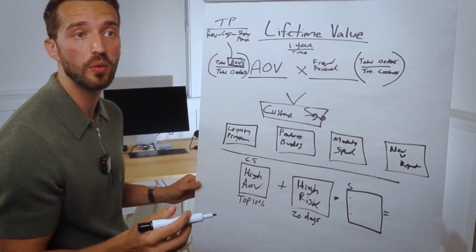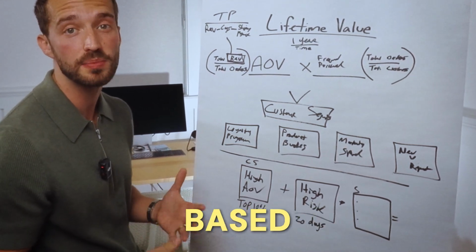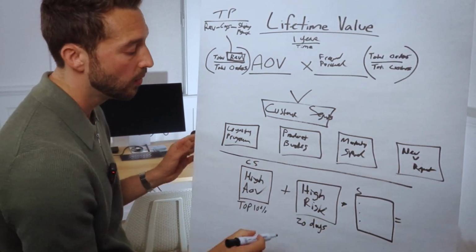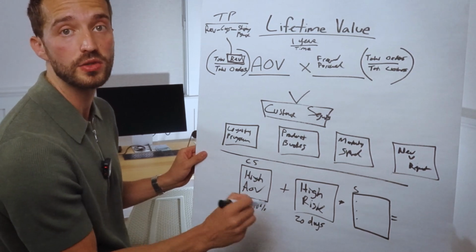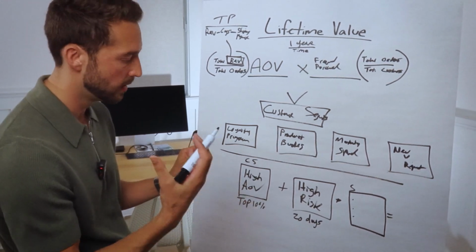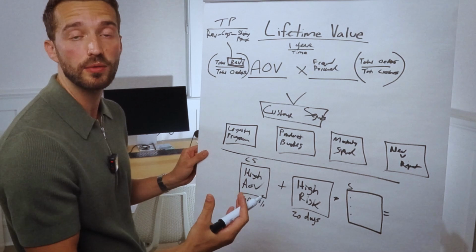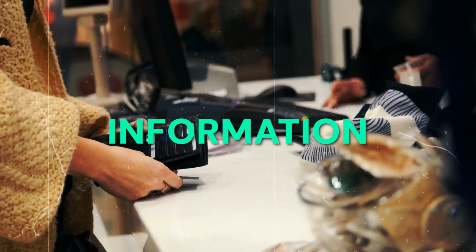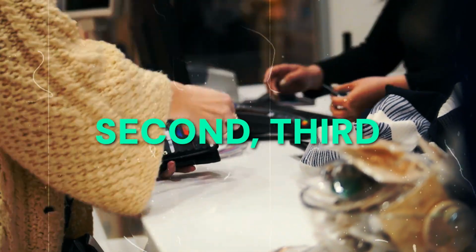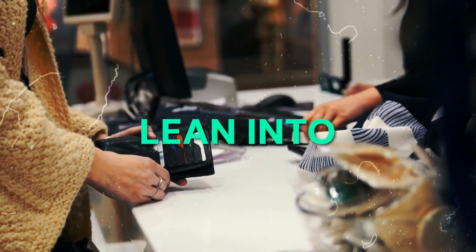So imagine we know when that second purchase should take place based on our historical information. We know that there's 20 days left with this group that we've just created. So high AOV, they're at risk, they made one purchase. What we can do now with this information is really understand what are those second, third, or fourth products we should lean into and promote.